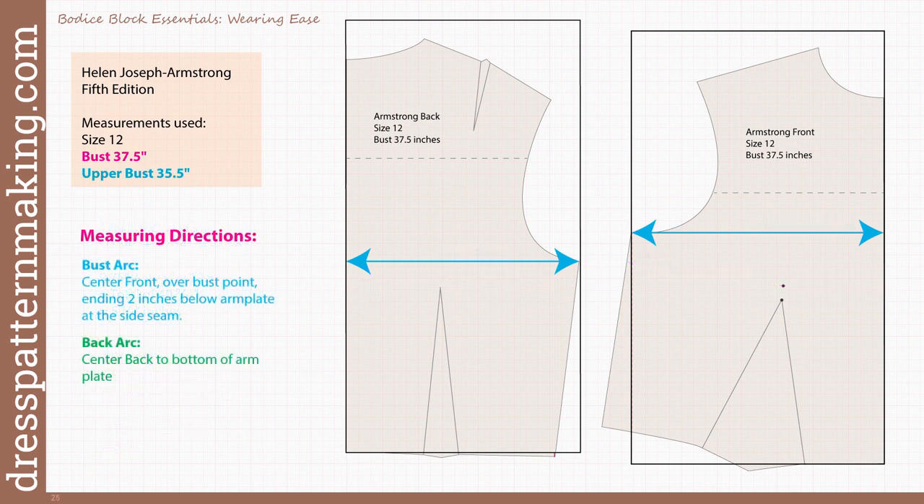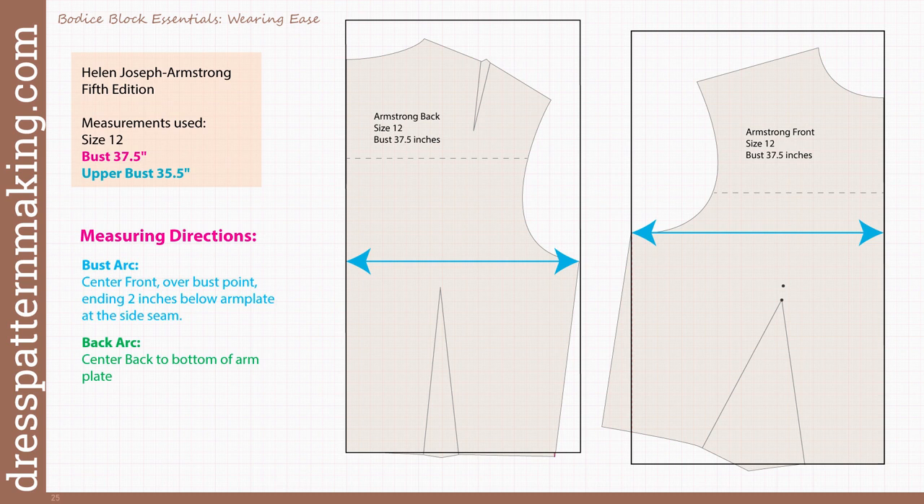So then finally, in the measurement section, I found something that I had previously totally overlooked. I noticed that the back arc and front arc are not supposed to add up to the bust measurement. Here are the instructions for measuring the bust arc and the back arc. It is for fashion students measuring a dressmaker's dummy, so it talks about the armhole plate. It says the bust arc is center front over the bust point, ending 2 inches below arm plate at the side seam. And the back arc is center back to bottom of the arm plate.